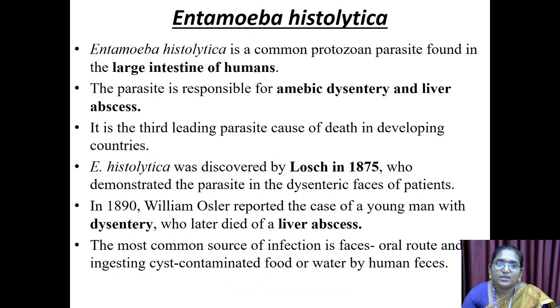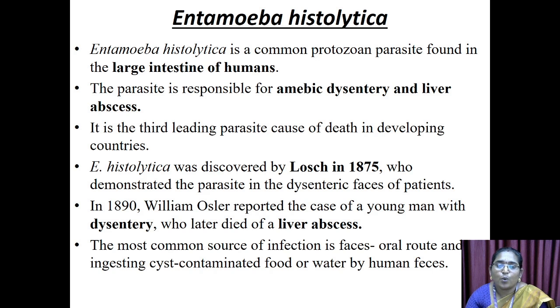Entamoeba histolytica is a common protozoan parasite found in the large intestine of humans. The parasite is responsible for amoebic dysentery and liver abscess. It is the third leading parasitic cause of death in developing countries.